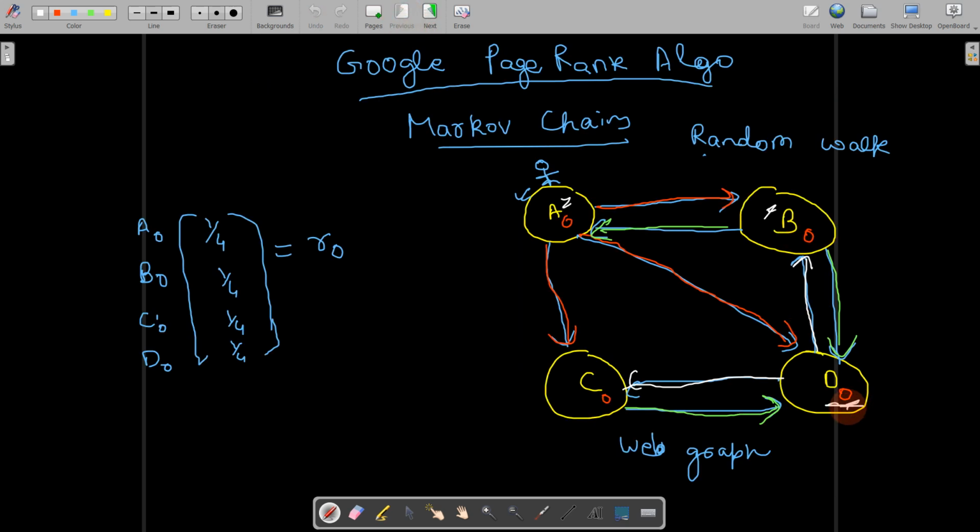Suppose your page D naught is very popular, it has many incoming edges, and its old rank is also high, and it is also linking to web page B, for example. But if it has many outgoing links, then it will choose B naught randomly to go to next. That depends on how many outgoing links it has.